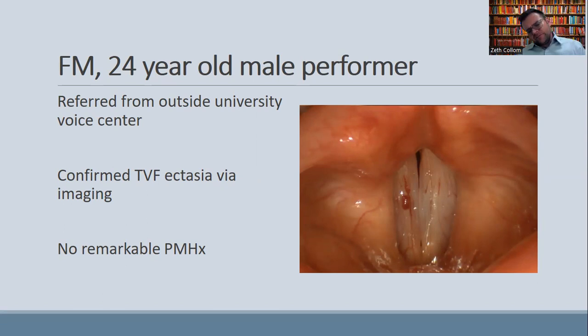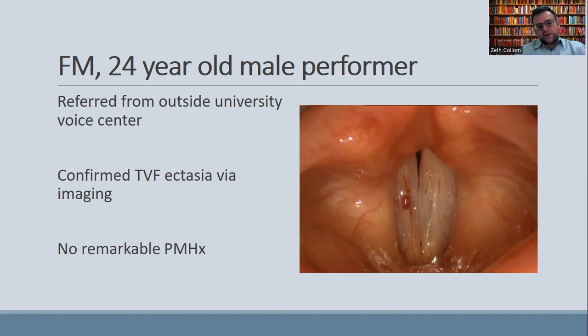And the most profound part about his case is that we were fortunate enough that the referral from the outside university voice center included the speech language pathologist and otolaryngologist report. And so they had already scoped him and done a stroboscopy. And there was a confirmed true vocal fold ectasia. And so this picture to the right, this is not the patient. This is an example of what an ectasia is.